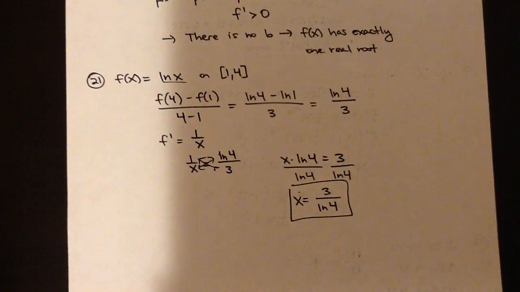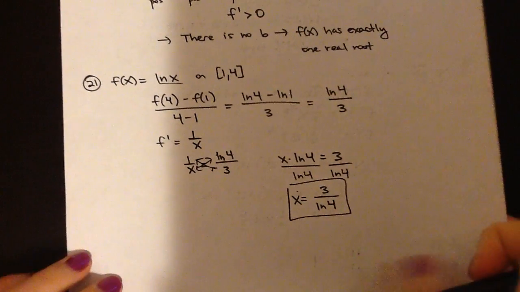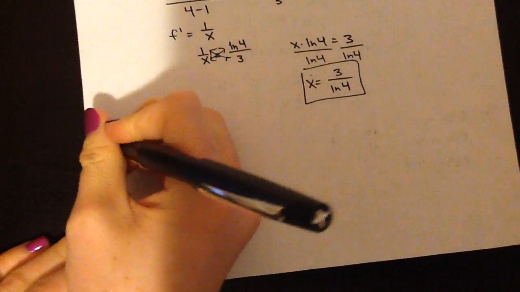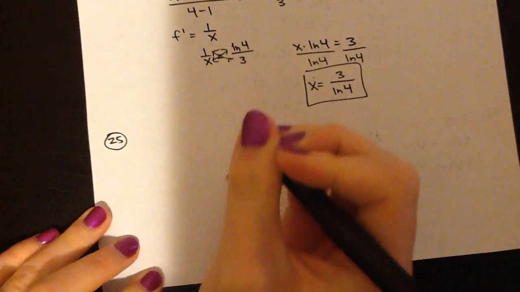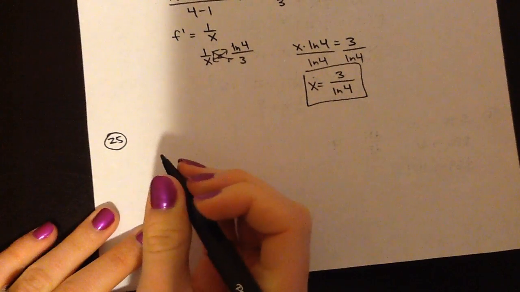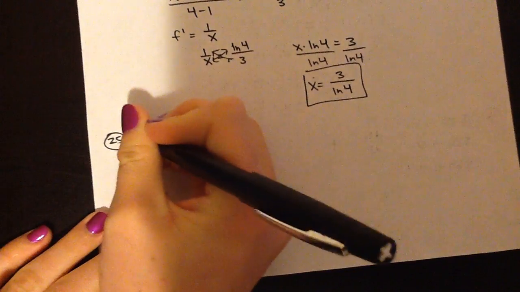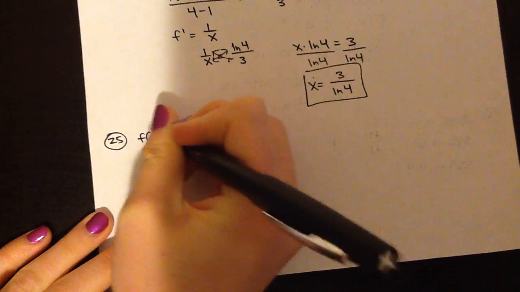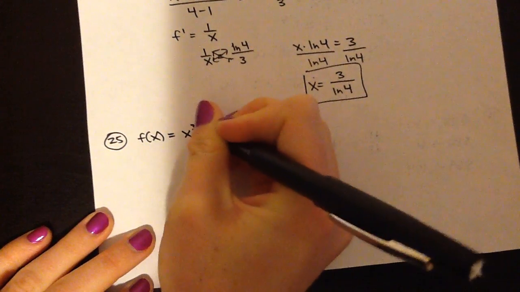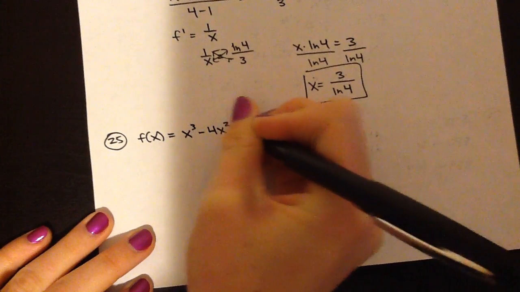Okay, so now we're going to go on to some of these min and max problems. So we've got 25 and then 29 in that next section. The instructions read, define the critical points and determine whether they are mins, maxes, or neither. Okay, so 25, f of x equals x cubed minus 4x squared plus 4x.